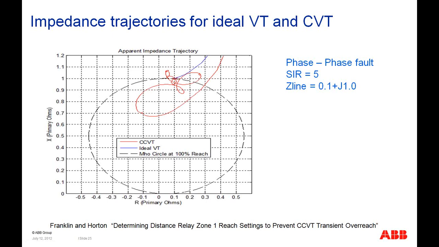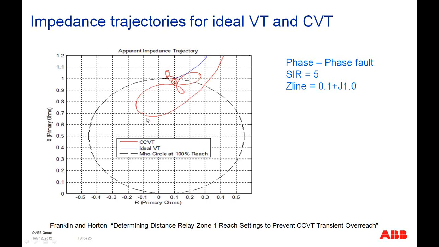So Franklin and Horton wrote a paper some years back called Determining Distance Relay Zone 1 Reach Settings to Prevent CCVT Overreach. They used some of the first generation microprocessor relays when they did the study, and they found the worst case condition for this transient overreach was for a phase-to-phase fault with an SIR of 5 or so.